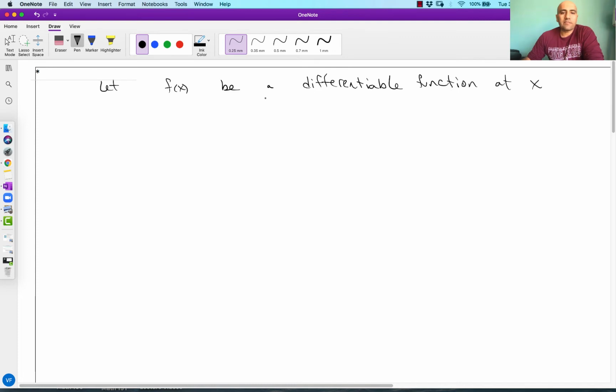So let f of x be a differentiable function at x, meaning f prime of x exists. Okay, so now let's find the derivative with respect to x of f of x squared.